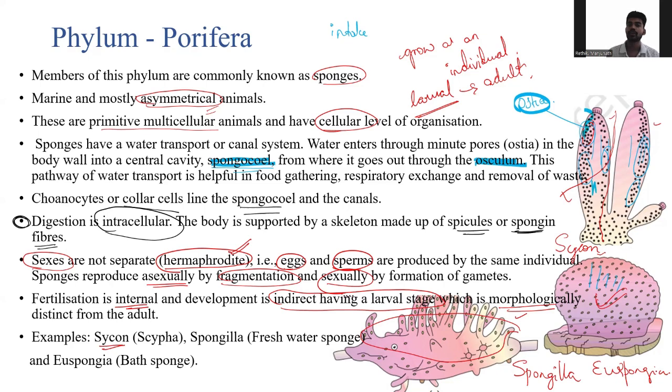Spongilla is actually called a freshwater sponge because it is found in freshwater itself. But Euspongia is called a bath sponge also. Sometimes they are used for bathing purposes by us, because they have pores and are hard in structure. So they can be used to clean your body during the bath. So this is all about Phylum Porifera.